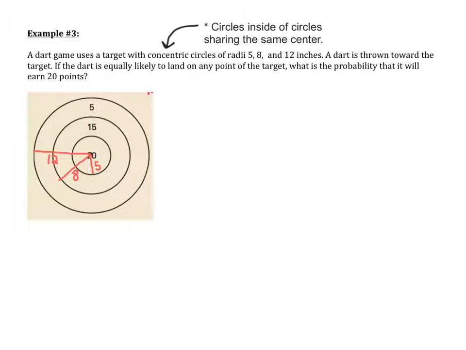So really what we're trying to figure out is what is the probability that it lands in the smaller circle versus anywhere out here within the two bigger circles. So what we want to do, according to the last slide, is take the area of the smallest circle divided by the area of the biggest circle. So we'll start by finding both of those areas.